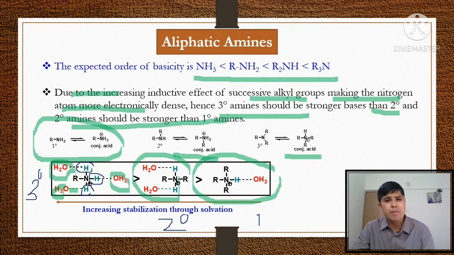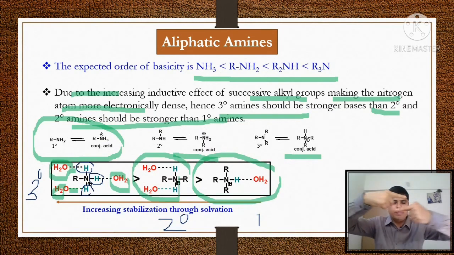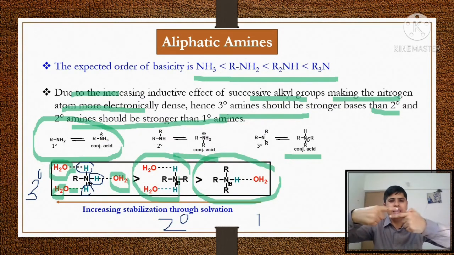So the conjugate acid of a tertiary amine is not well stabilized through solvation, while the conjugate acid of a primary amine is well stabilized through solvation. But electron density is more available on the nitrogen atom of the tertiary amine. Hence the two effects are operating in opposite directions: the inductive effect is operating like this, and the solvation effect is operating like this.